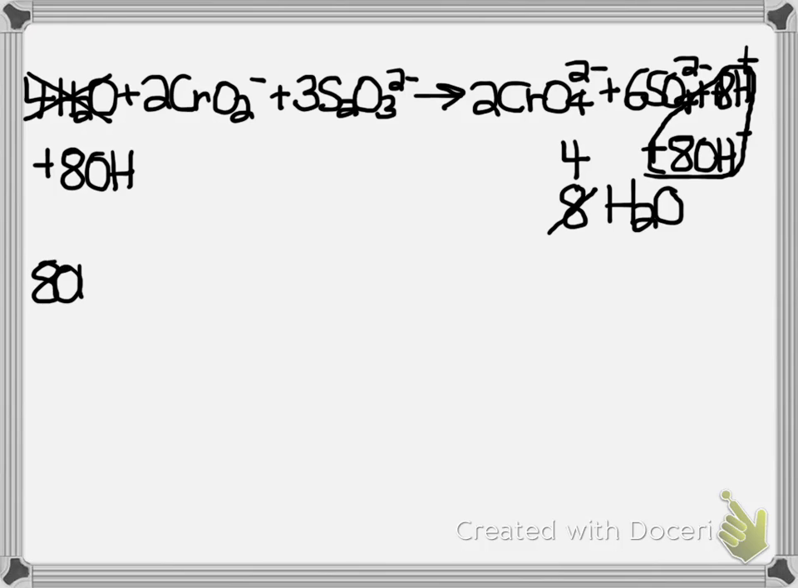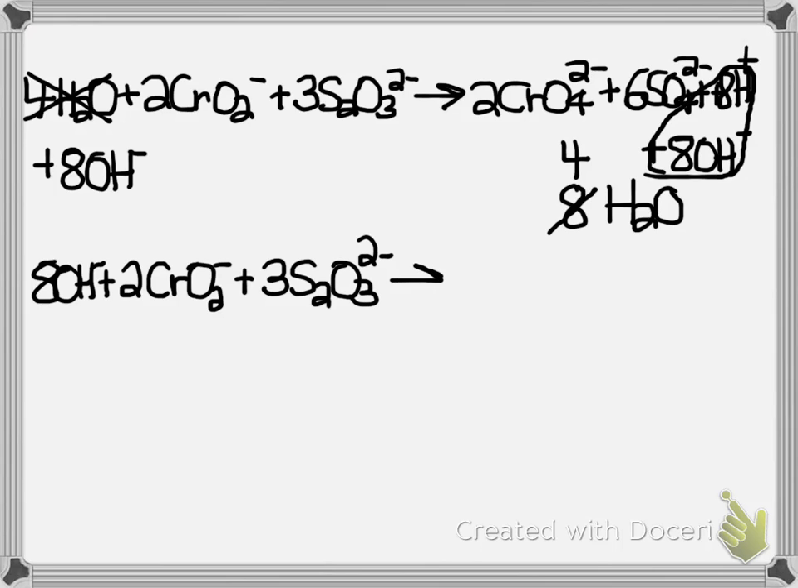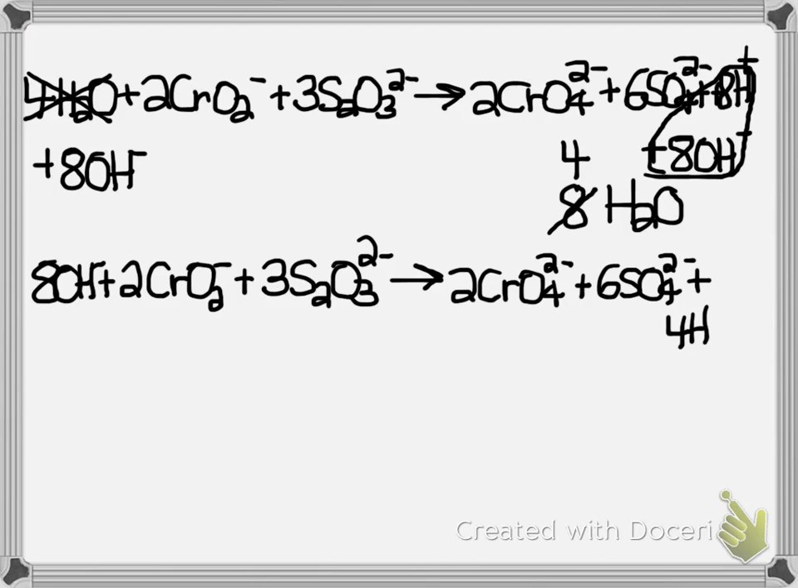So I have the 8 OH-, and then I don't think everything on this side will remain the same. This O4 2-, except I'll have 4H2O. And so that finished balancing the basic equation.